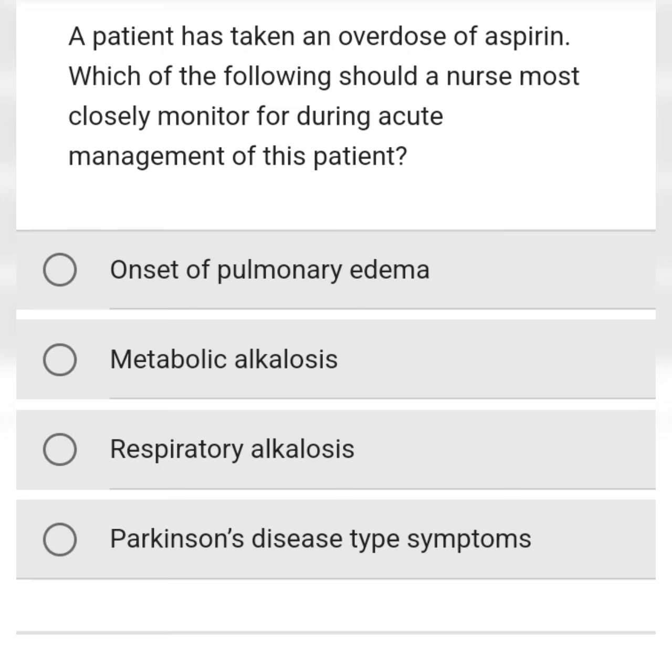A patient has taken an overdose of aspirin. Which of the following should a nurse most closely monitor for during acute management of this patient? Onset of pulmonary edema.